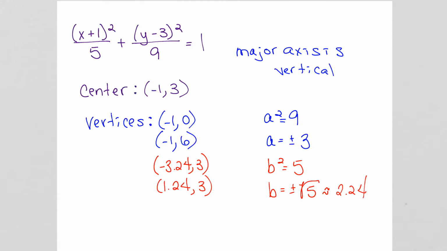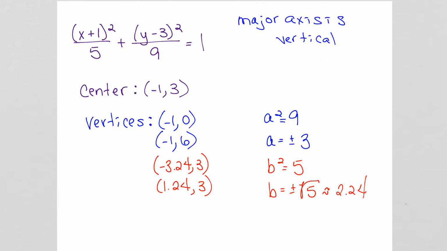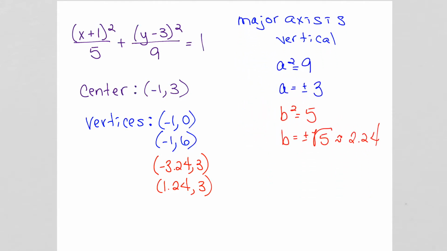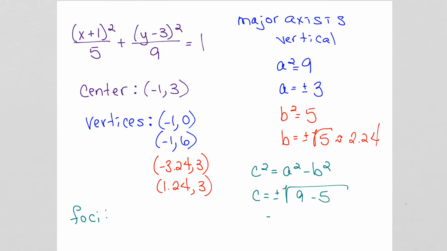And last, it did ask us to find the foci also. So I need to move things around a bit here. We find the foci, c squared equals a squared minus b squared. So c will be the square root of 9 minus 5. That's the square root of 4, which is 2.